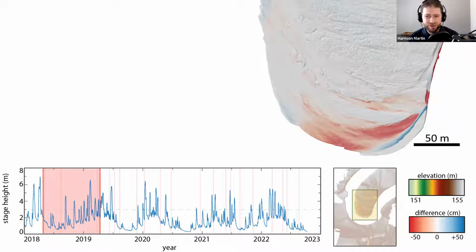So you can see most of the grassy and vegetated part didn't have much change, but on the point bar surface itself, there was a lot of erosion going on and some deposition on the downstream end, which is maybe a little bit weird for a point bar, but very cool.